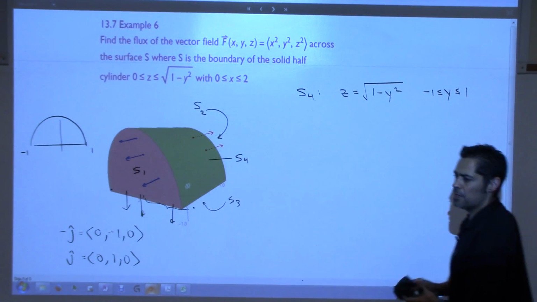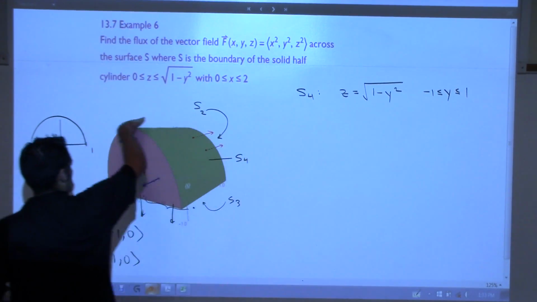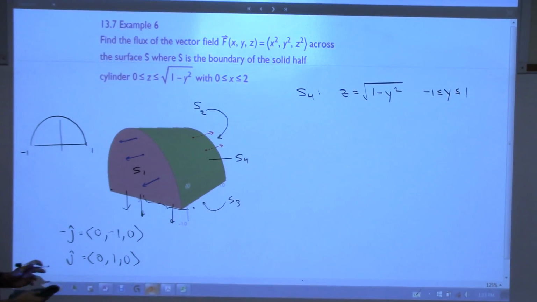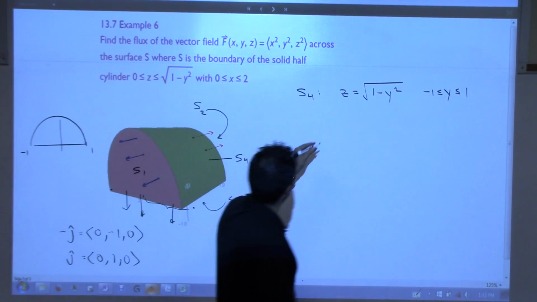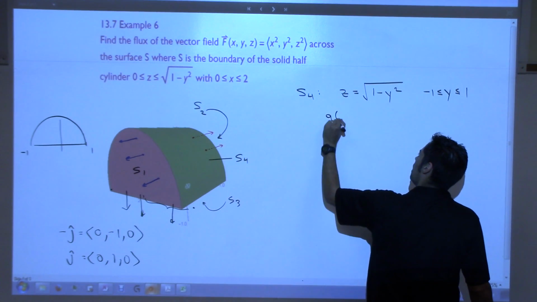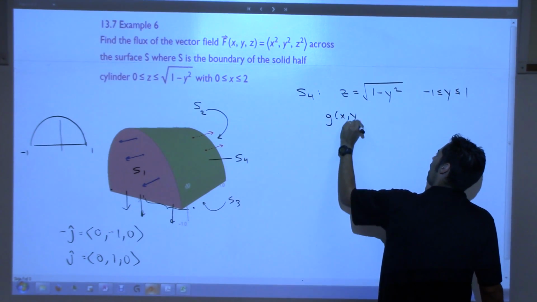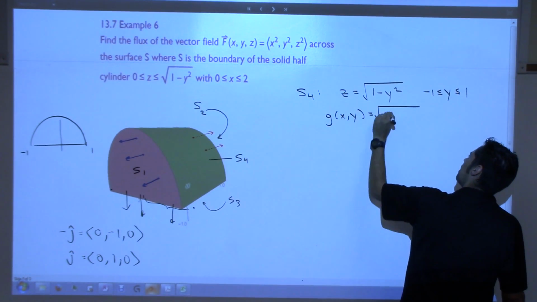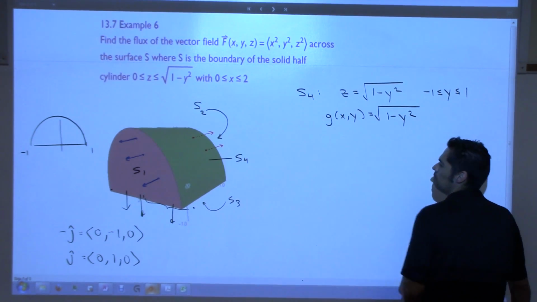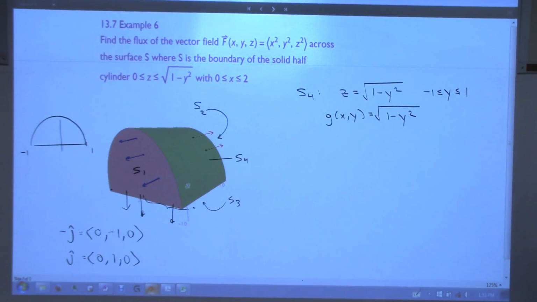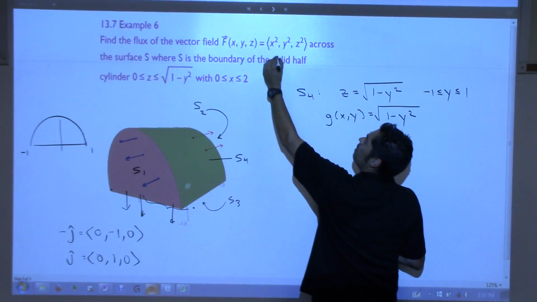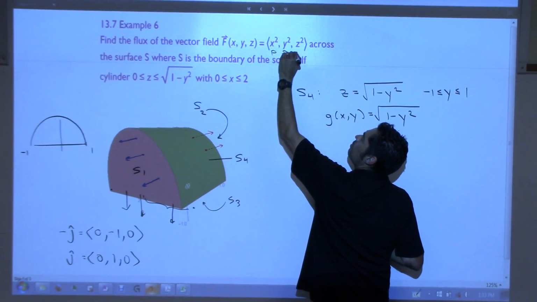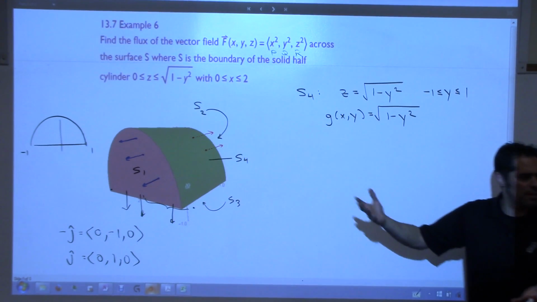But that would draw me the surface, wouldn't it? And so I'm going to say that this is a function g of xy is this. And that's the thing I'll be taking partials of. And then I'm going to label this of course my p, my q, and my r. So I'm doing just what I did in the previous example.